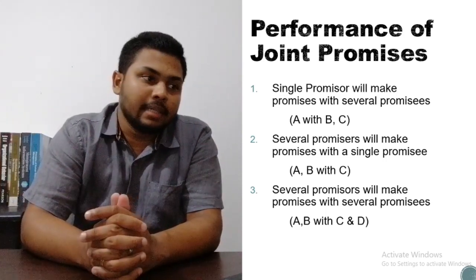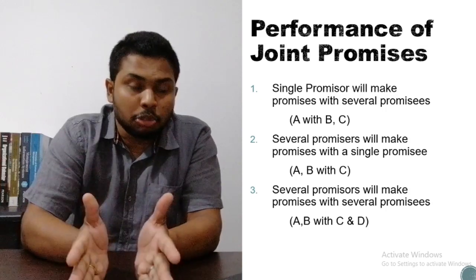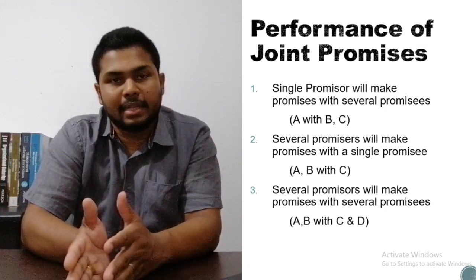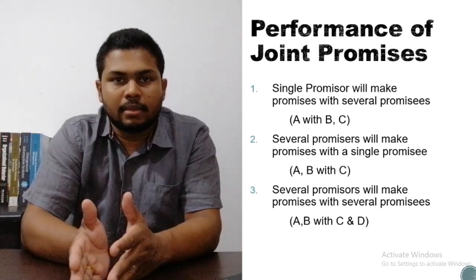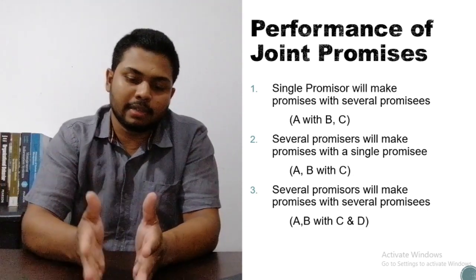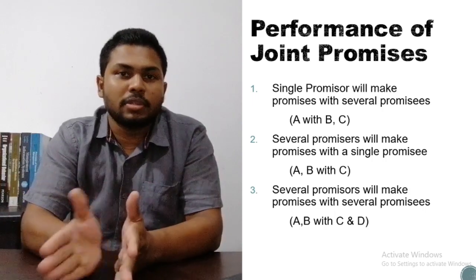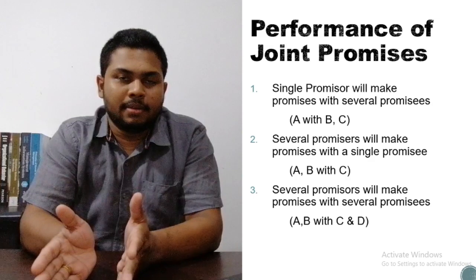Then the next one is several promisers making a promise to a single personality, promising to a single personality to perform. That is what you call it, if there are three characters like A, B and C, A and B are making promises to C.